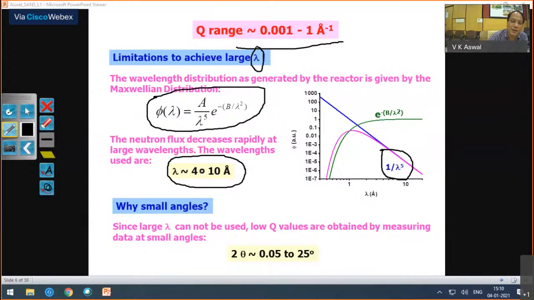If you cannot go to very high wavelength, what is the solution left? The solution is to go to small angles, because then you can go to low Q values. And the typical angular values you can reach are in this range. You can go even much lower, but then you have to change the arrangements. But this is the typical angular region. So unlike diffraction, where you can go to very high angles, 160, 170 degrees, in this case you go up to 25 degrees, but the lower value is as low as 0.05 degree.